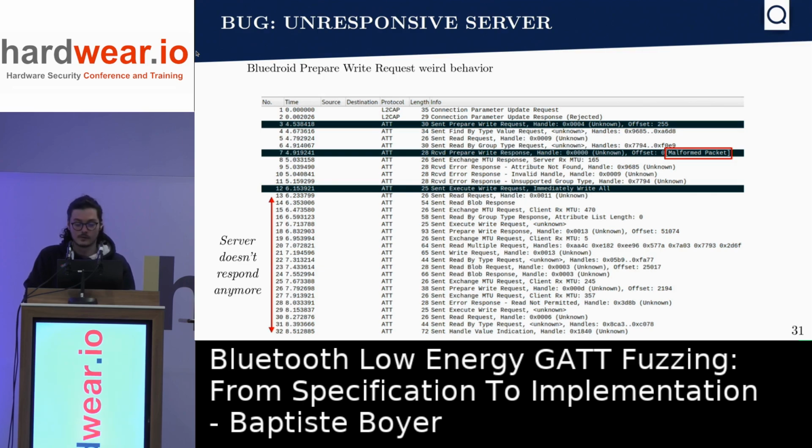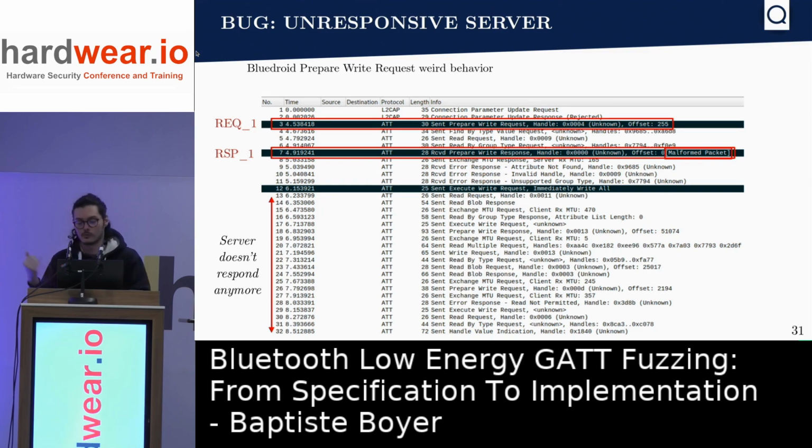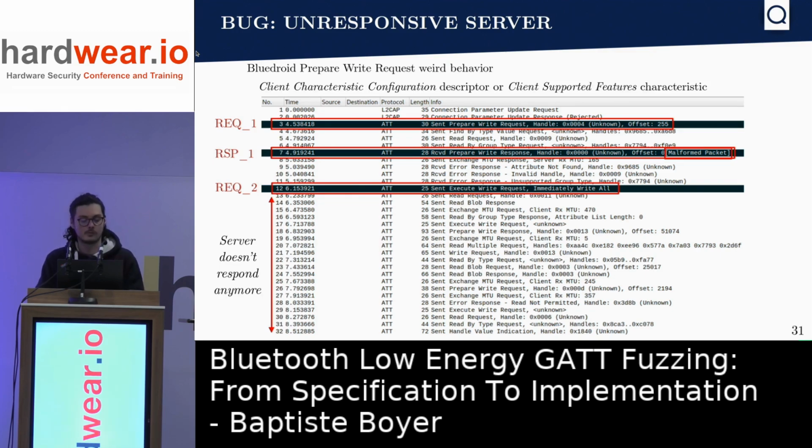And we found out that we obtain this behavior by sending a prepared write request to, again, specific attributes. So we send this prepared write request, we receive the prepared write response with this indication of malformed packet, and then we send this execute write request, and we observe this behavior only on the client characteristic configuration descriptor and on the client supported features. So again, these attributes are standardized in the specification, and they were introduced in BLE version 5.1 again. So we are in the same case as for the previous non-conformity.